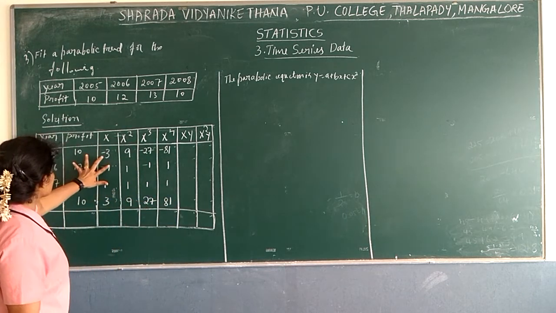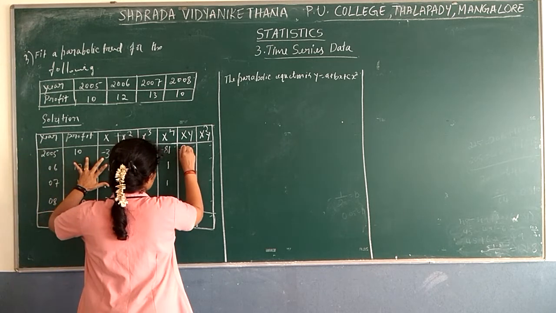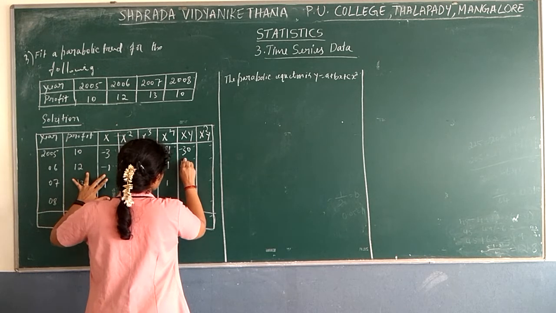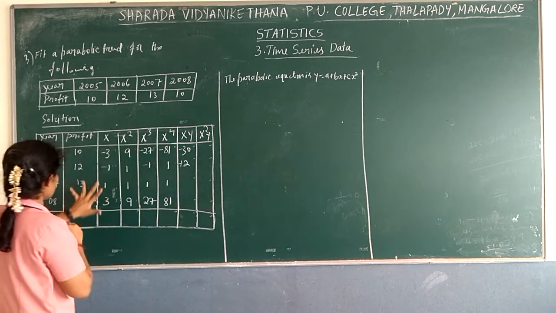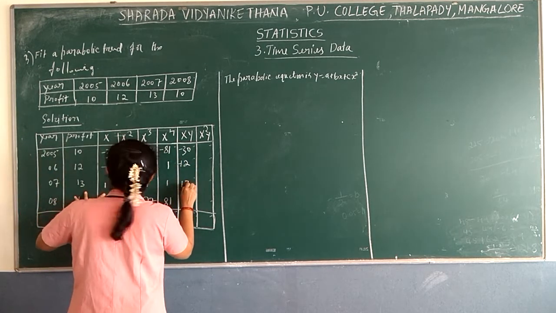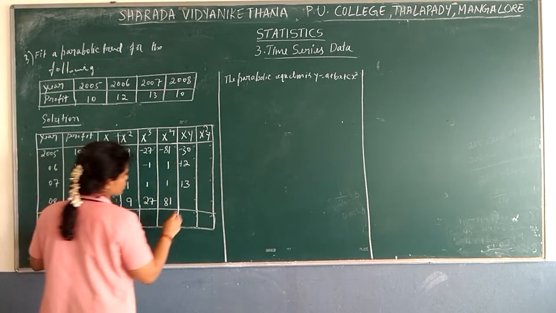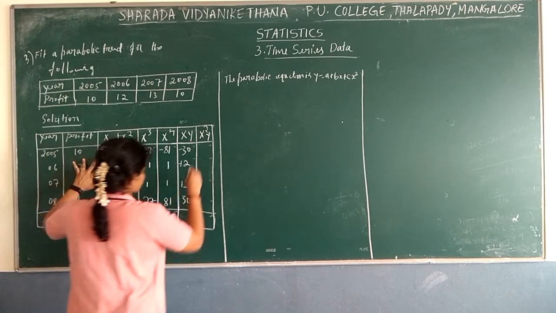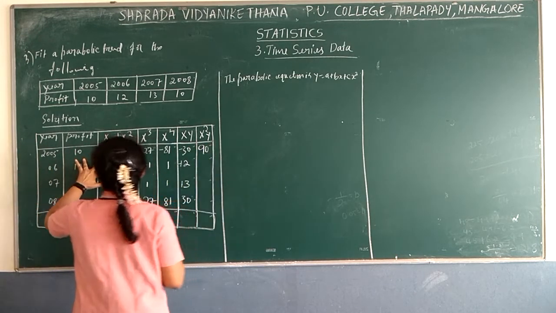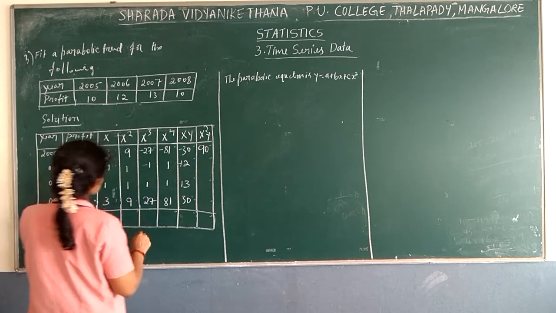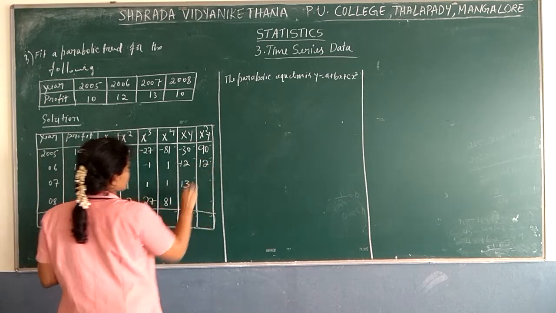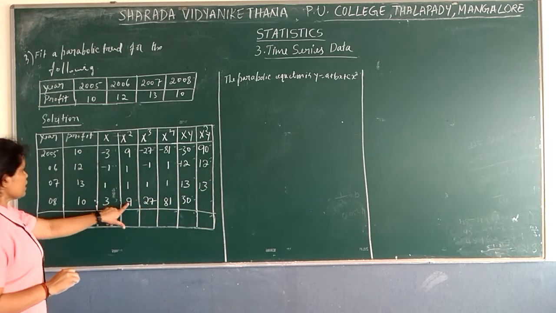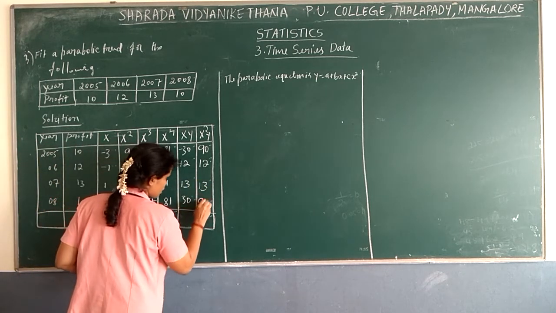X into y: -3 into 10 is -30, -1 into 12 is -12, 1 into 30 is 30, 3 into 10 is 30. Then x square y: 9 into 10 is 90, 1 into 12 is 12, 1 into 13 is 13, and 9 into 10 is 90.